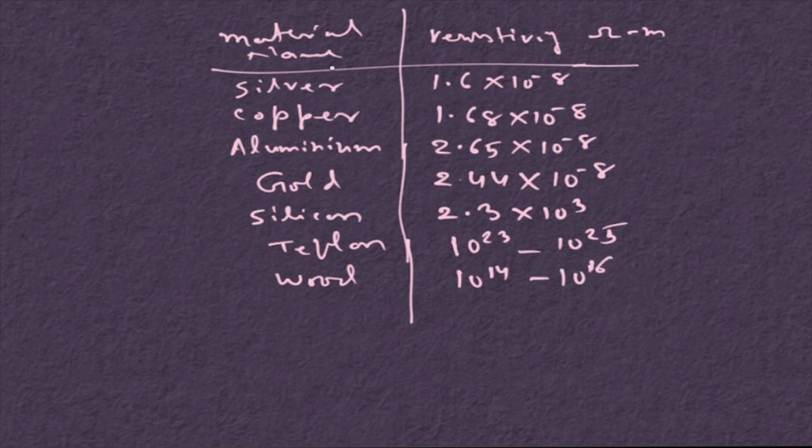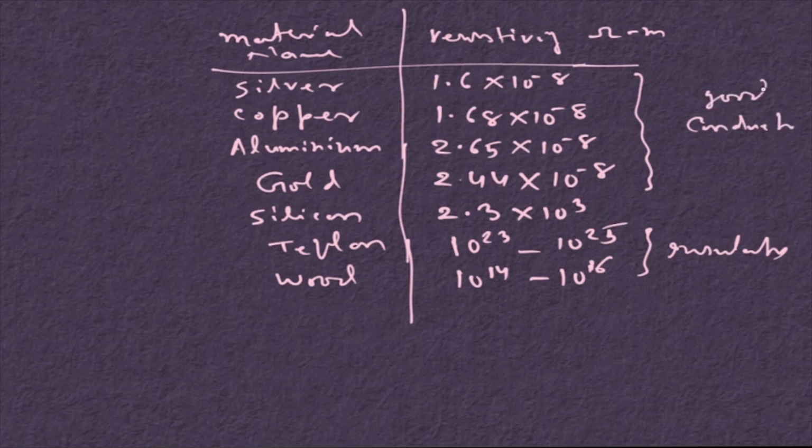From this material resistivity we can see that silver, copper, aluminum, gold, these are good conductors. You can see the resistivity is very little, that is 1.6 into 10 to the power minus 8. For copper it is 1.68 into 10 to the power minus 8. For aluminum 2.65 10 to the power minus 8. Gold 2.44 10 to the power minus 8. And for wood and Teflon the resistivity is very high. Due to the very high resistivity, these are called insulators, and these are called conductors.